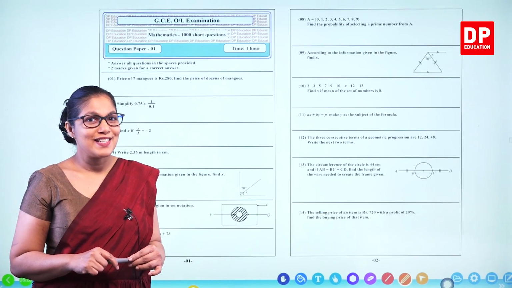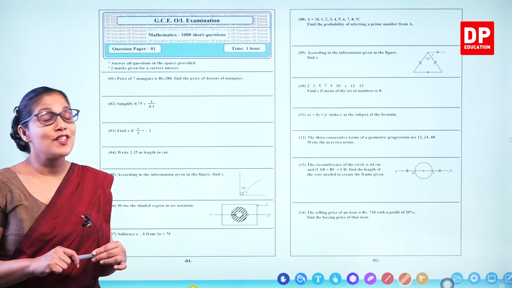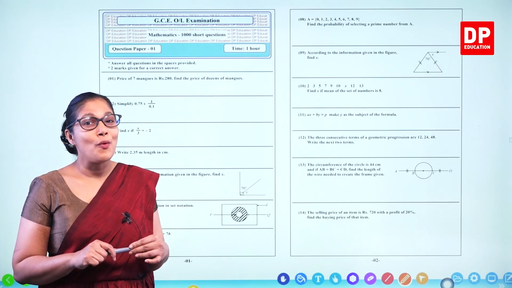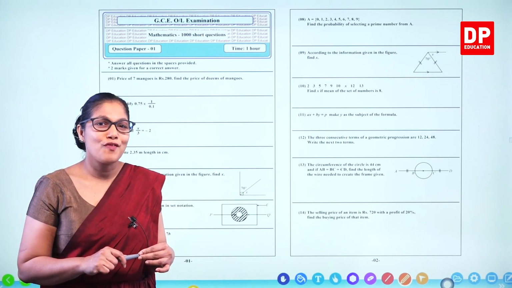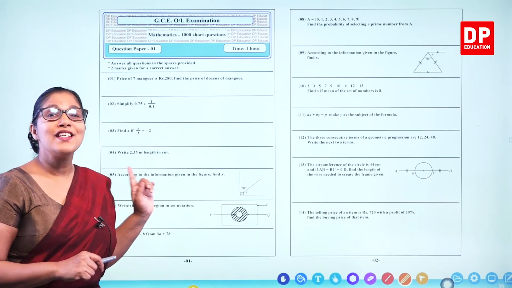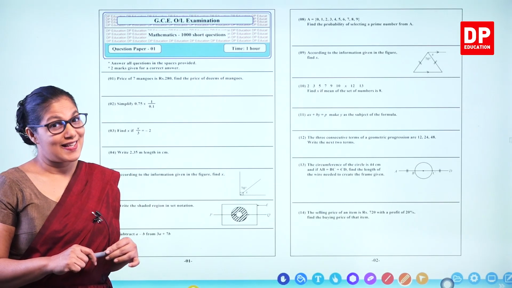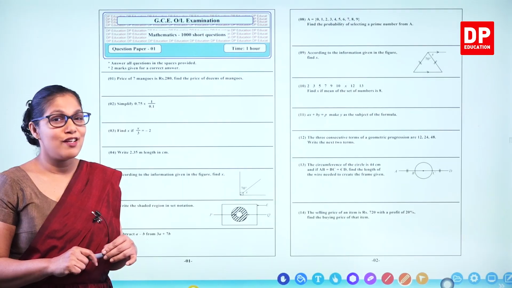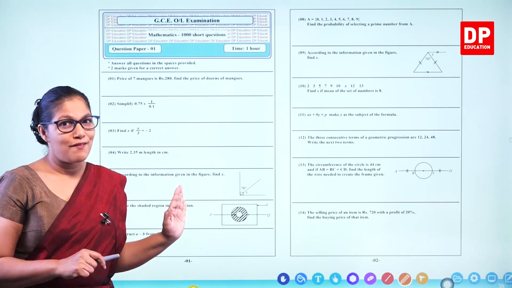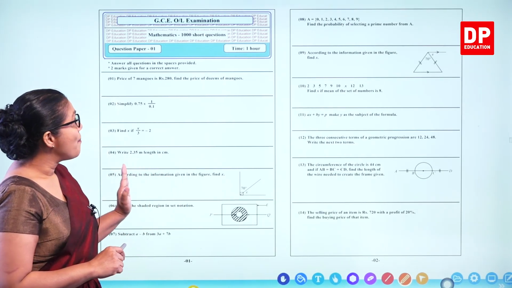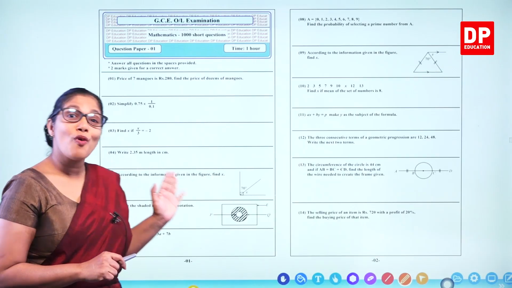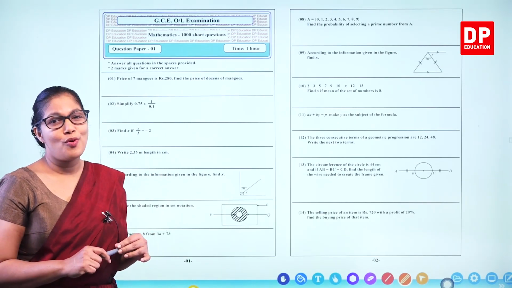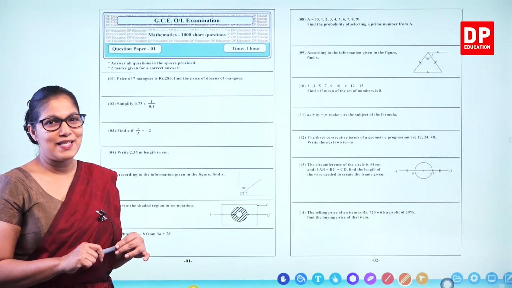Hello students. As per your request, we thought of doing more revision work for you before your O-level exams: 1,000 short questions. These are all new questions, not from your O-level papers, so make sure you do all of them. All the questions are relevant to your O-level syllabus.